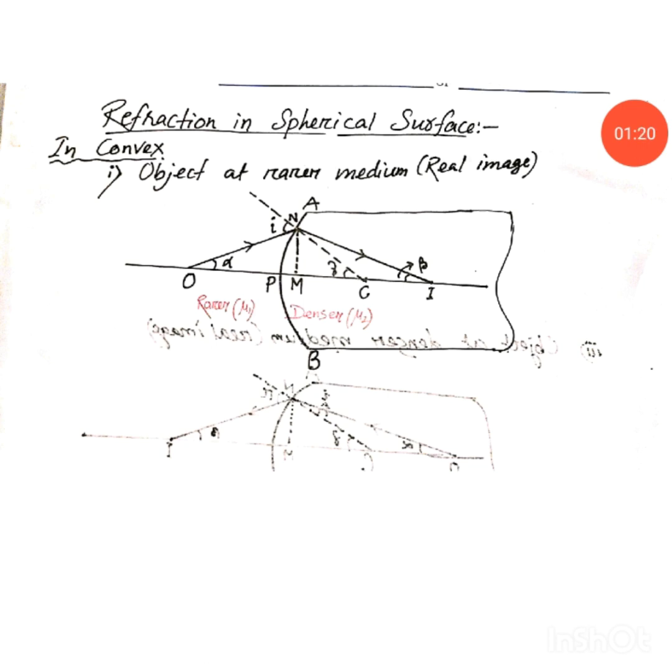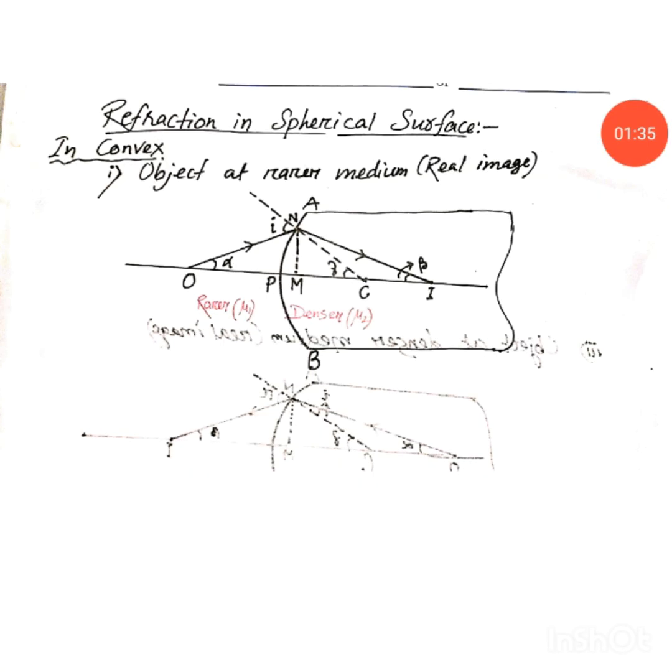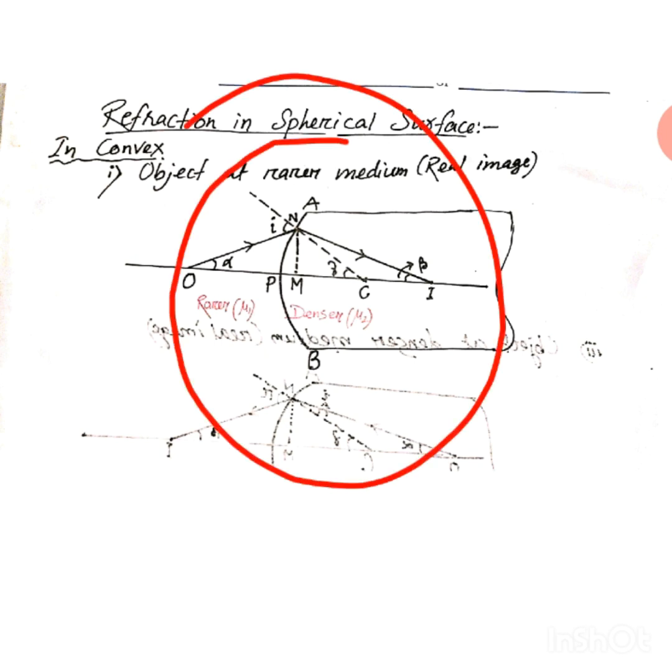So first of all, you have to understand how many types of spherical surface we have, like spherical lens, spherical mirror. Here also there are two types of spherical surface. One is convex, one is concave. As you know, which one will be convex? This surface is the convex surface, this one.